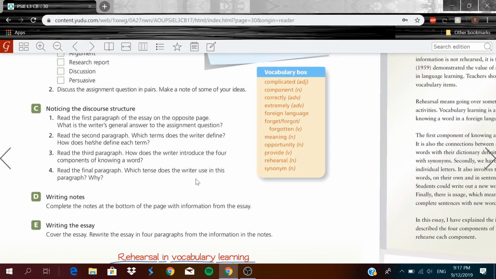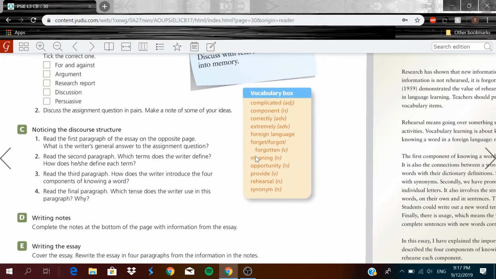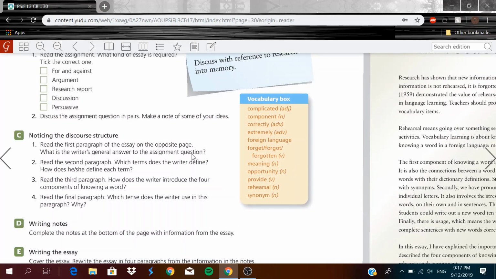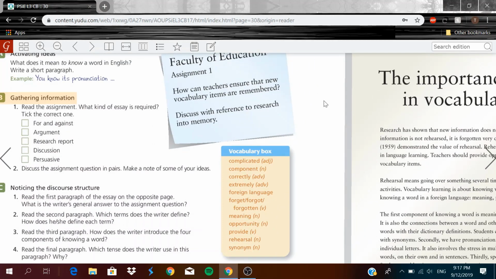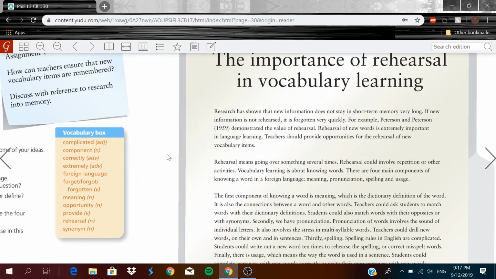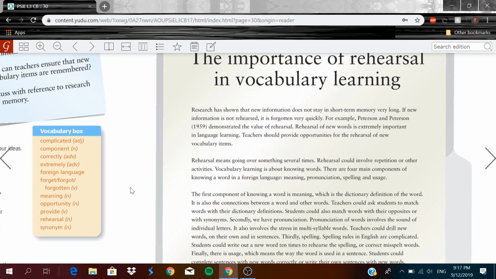Now let's go to exercise C. So here we have, read the first paragraph of the essay on the opposite page. What is the writer's general answer to the assignment question? So what's the writer's point of view of the assignment question? How can teachers ensure that new vocab items are remembered? For that, we'll probably say that teachers should ensure that all new vocab is rehearsed. So that's what it says in the first paragraph.